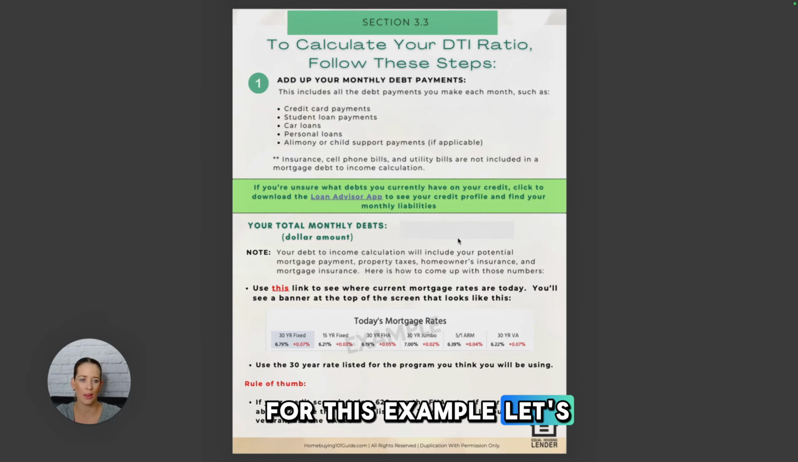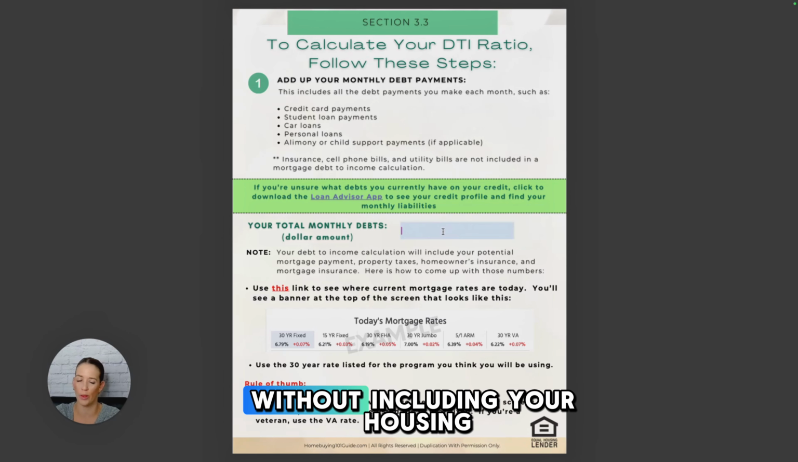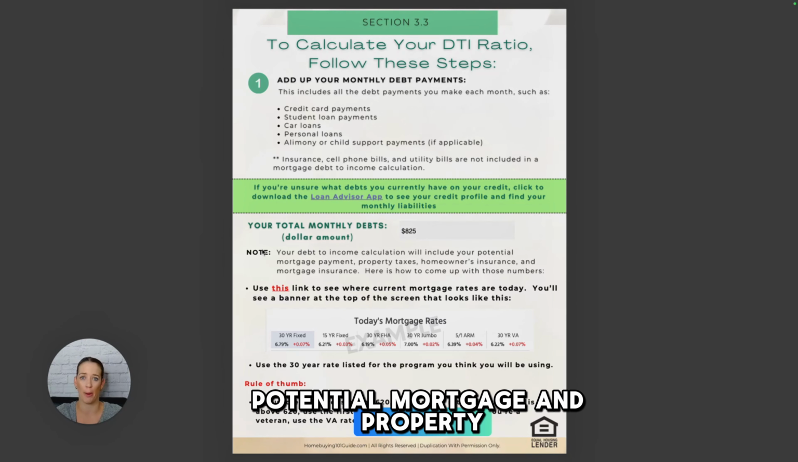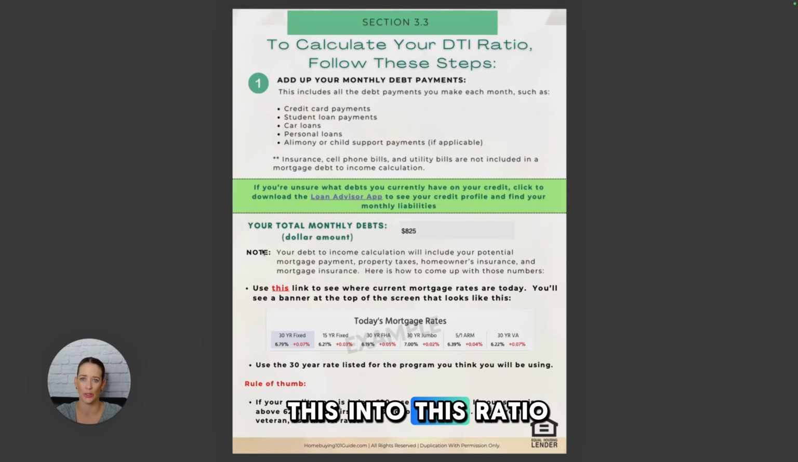Okay, for this example, let's say the monthly debts, without including your housing expenses, by the way. You're not going to include your rent, because if you're buying a primary house, that is going to be replaced by your current or the proposed mortgage. So that will get calculated in later. These are just debts that aren't including your housing expenses. So let's say you have $825 per month in credit cards, student loans, and car loans. Now I'm going to show you how we can estimate what your potential mortgage and property expenses are going to be so we can add this into this ratio.